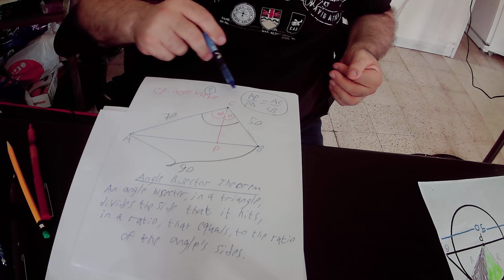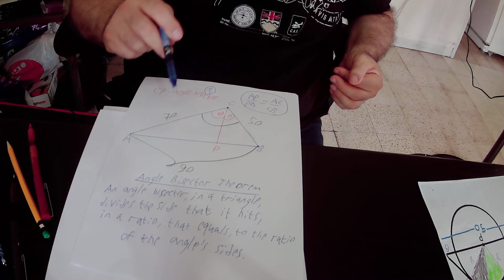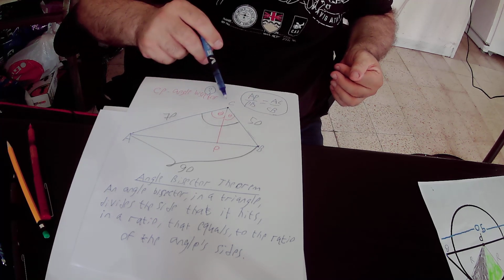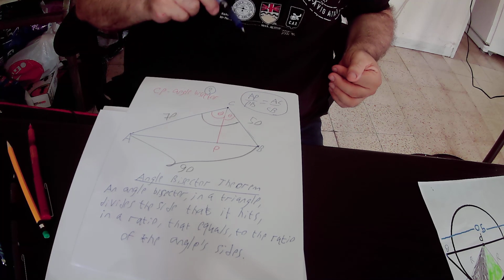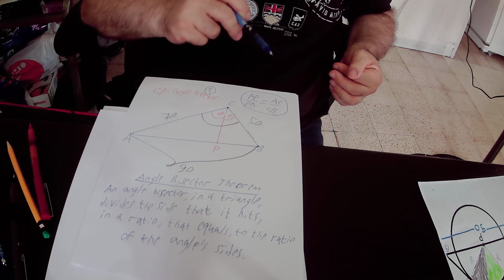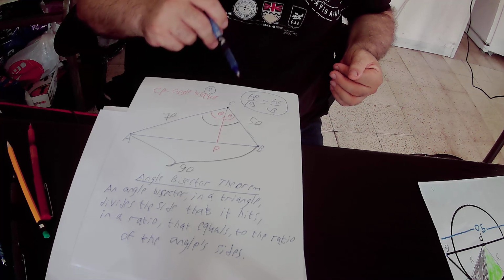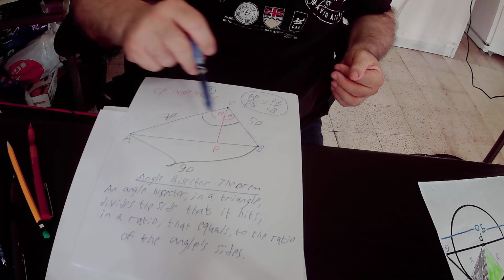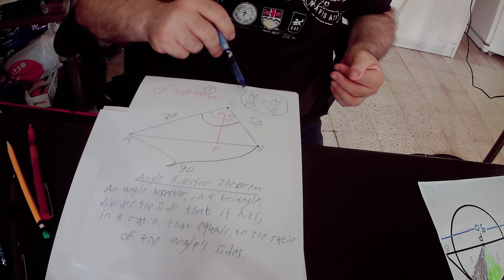And the sides of ACB are AC and CB, and the ratio between those sides is AC over CB. So AC over CB equals the ratio that CP divides side AB. That is to say AP over PB.